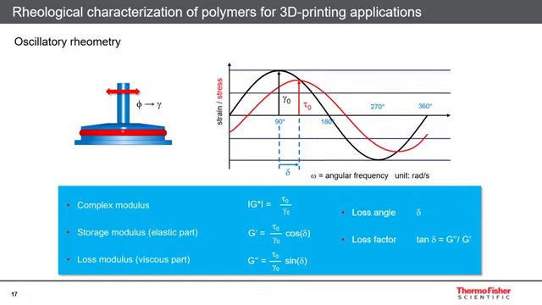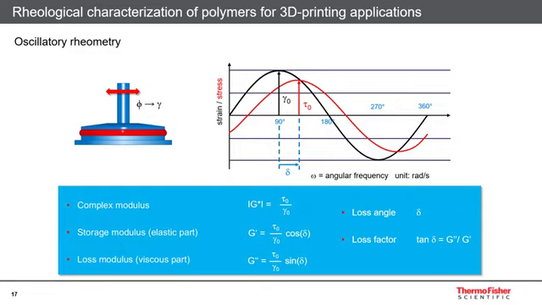Measurements in oscillation mode allow for quantifying both the elastic as well as the viscous properties of a material. The elastic properties are represented by the parameter G', the storage modulus, and the viscous properties are represented by G", the loss modulus. Whichever is bigger is dominating the overall behavior of the material.